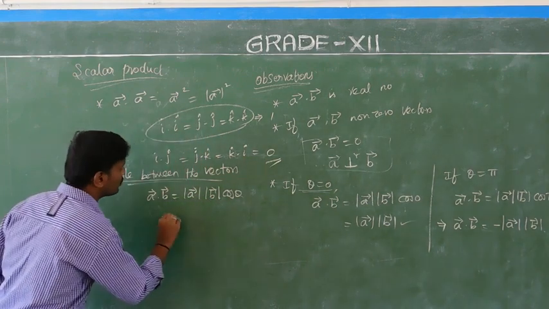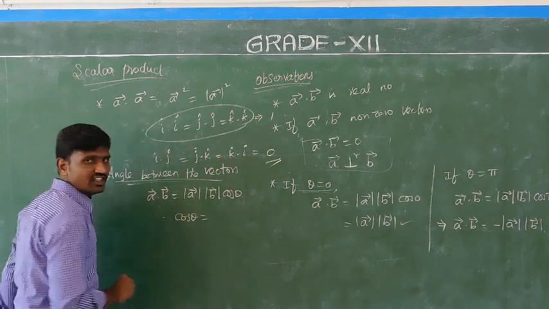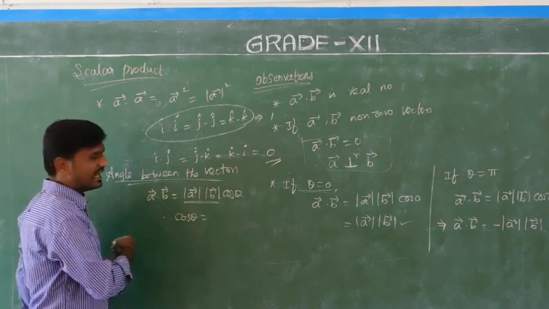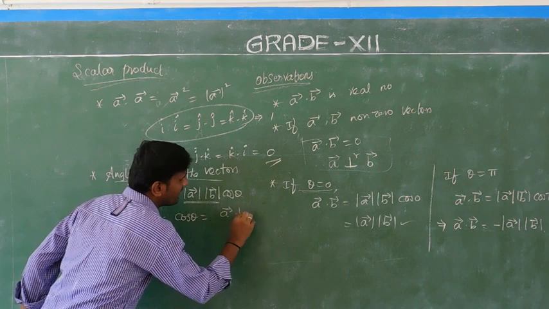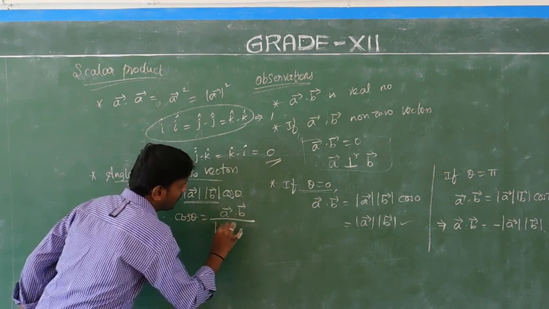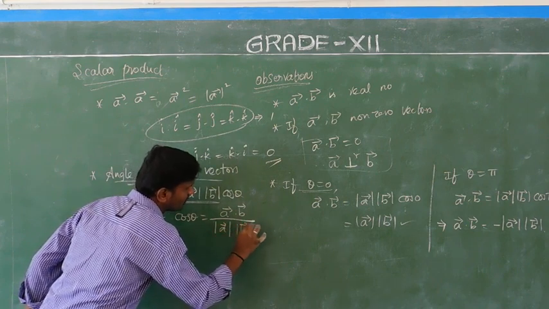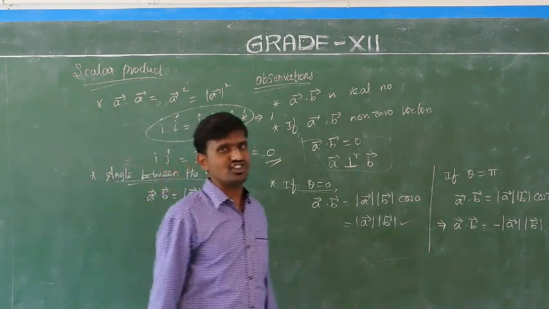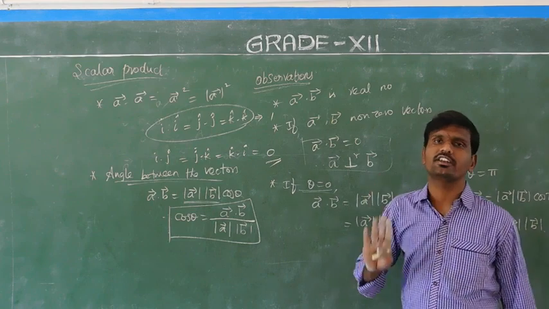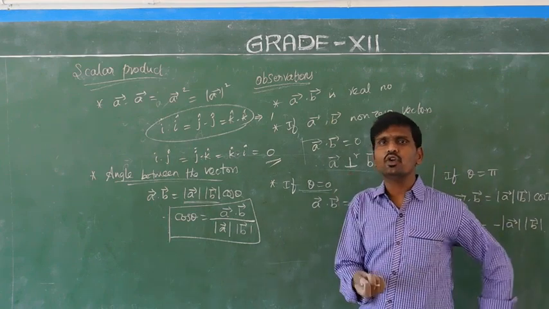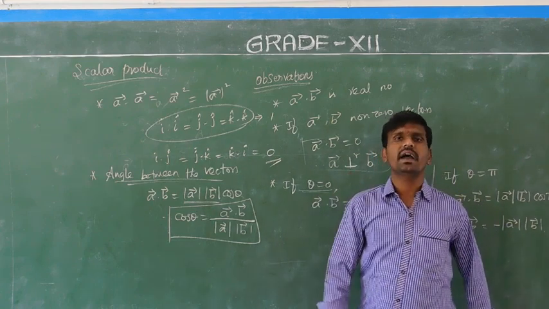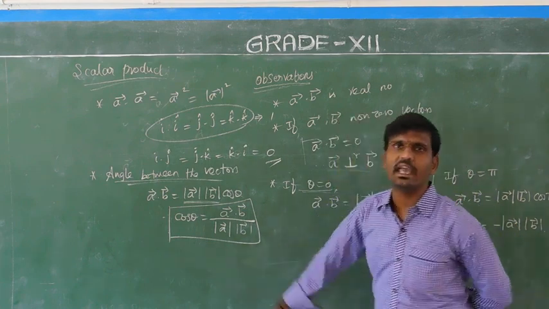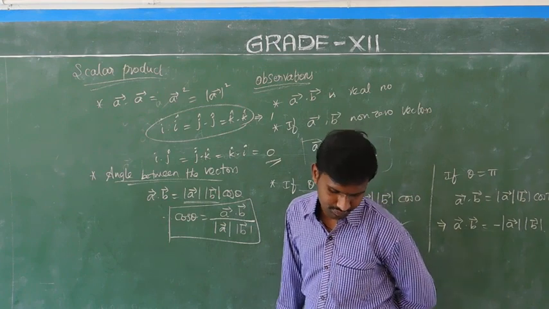The angle between the two vectors means we need only cos theta. So these two moduli go to the other side, and it will come as cos theta equals A dot B whole divided by modulus of A into modulus of B. This is a very important formula for your 2-mark question. Find the angle between the two vectors. If they give a simple question, it will be for 1 mark. So this is the angle between two vectors.